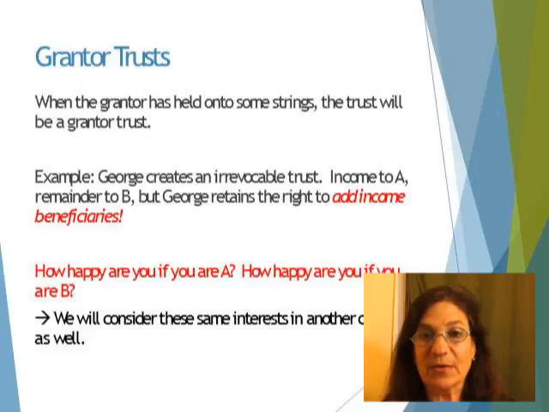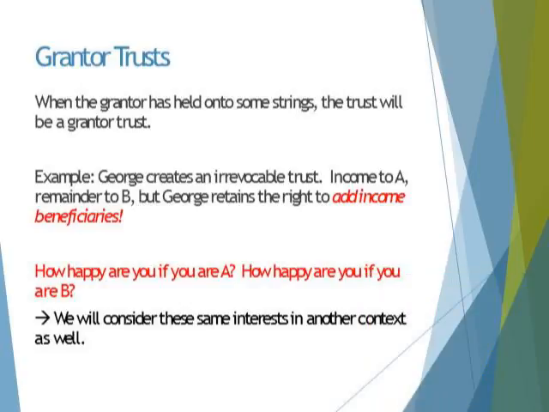Basically, if the grantor has held on to some strings, the trust will be a grantor trust. And that means a right to control things, to revoke, to change beneficiaries. So for example, George creates an irrevocable trust with income to A and remainder to B, but retains the right to add income beneficiaries. Okay, so now think, how happy are you if you're A, and how happy are you if you're B? So we're going to consider these same kinds of issues in other contexts as well.